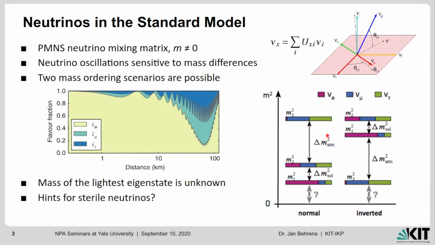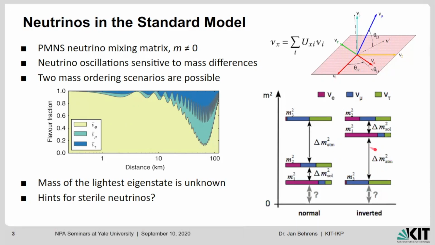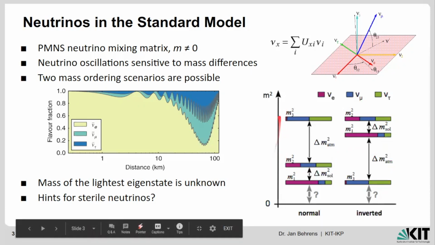Because we only know the mass differences and we have 3 states, we can have normal and inverted ordering. In inverted ordering, the mass differences and the mass states are inverted. The problem is that we know the mass differences, but not the absolute mass scale. So we cannot distinguish right now between these 2 orderings, and also we don't know the absolute scale. On this axis, there are no values because the mass of the lightest eigenstate is unknown.